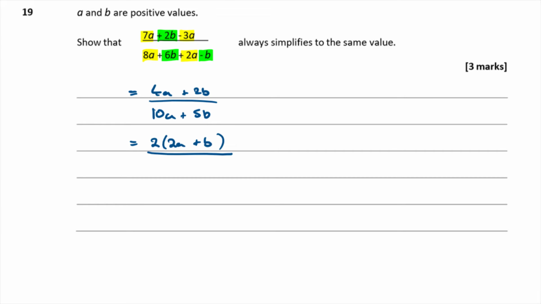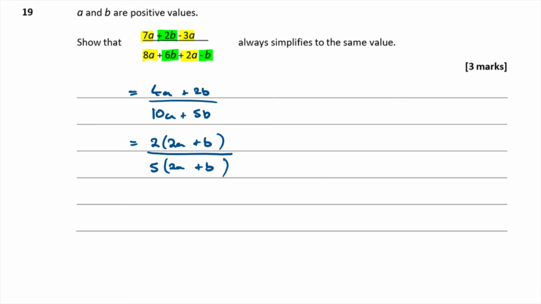On the bottom, I've got 10a and 5b. 10 and 5 have got 5 in common, so I'm going to factorise 5 out of these two terms. So if I take 5 out of 10a, it leaves 2a, and if I take 5 out of 5b, it leaves b.